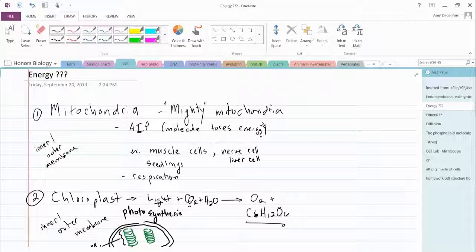So let's get started. And we're going to talk about two organelles that deal with energy transactions. We have the mitochondria and then we have the chloroplasts. Now, the mitochondria, we might have heard it in the past as the mighty mitochondria or the powerhouse of the cell. And there's nothing wrong with that. It's just an incomplete picture. So what does this mean?